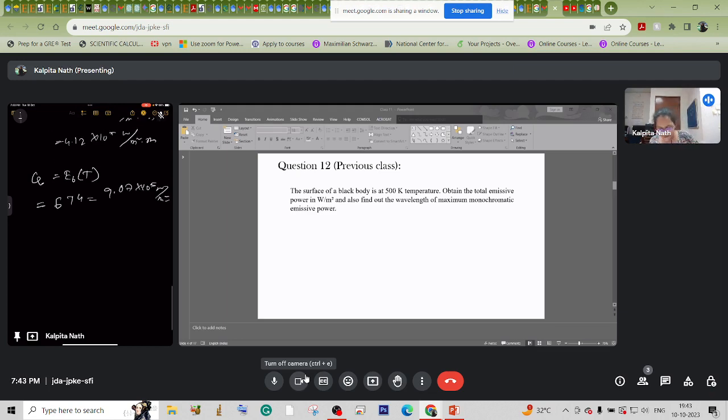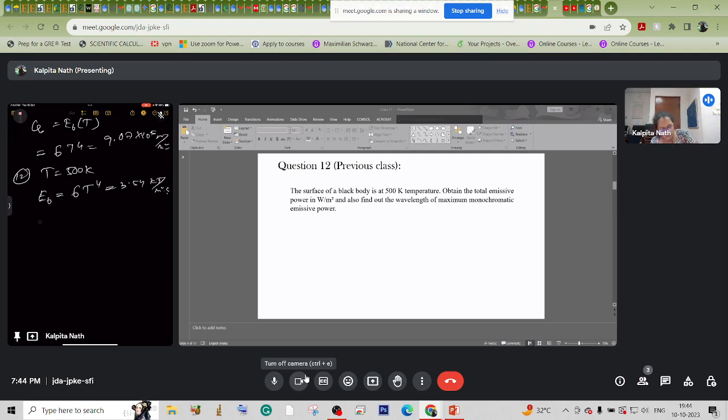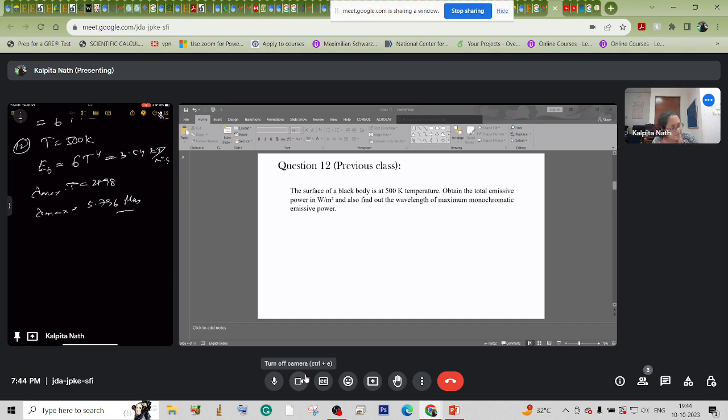Okay, so we'll proceed with this question. Surface temperature is given as 500 Kelvin. As we have already done in the previous question, the emissive power will be sigma T to the power 4. So this will come out to be 3.54 kilojoule per meter square second. Now, by Wien's displacement law, we know that lambda max into T is equal to 2898. Temperature is already given, so lambda max will come out to be 5.796 micrometer. Okay.